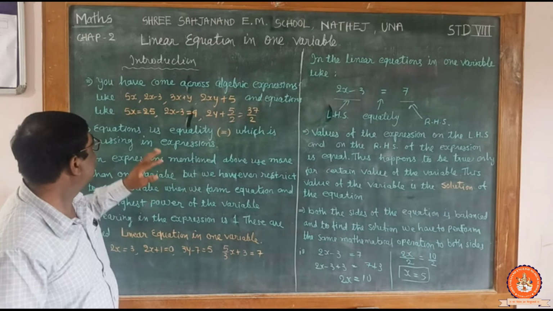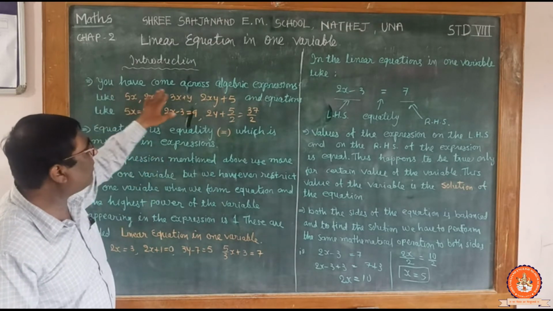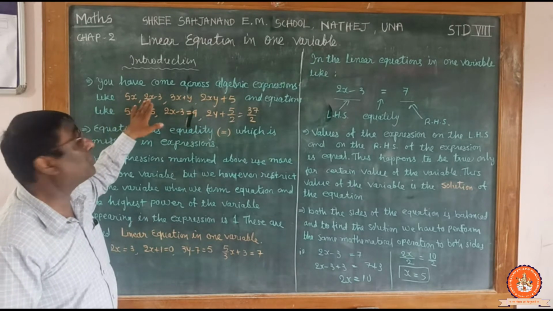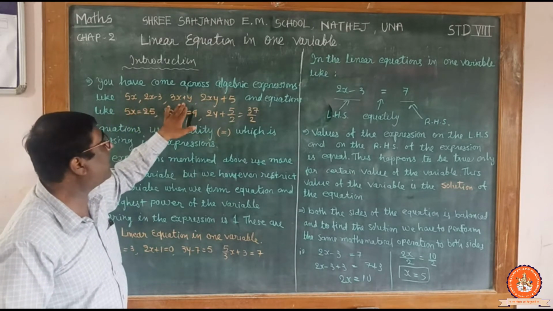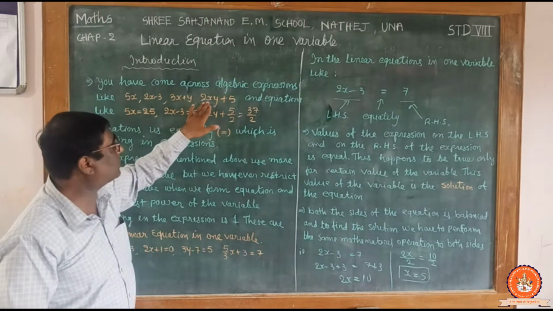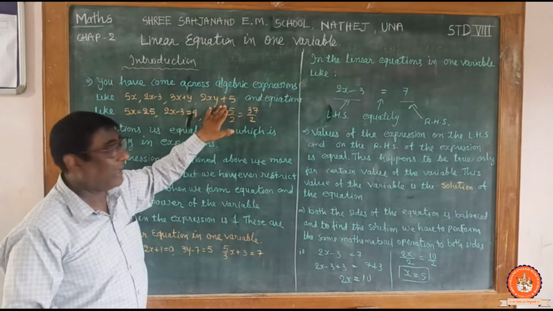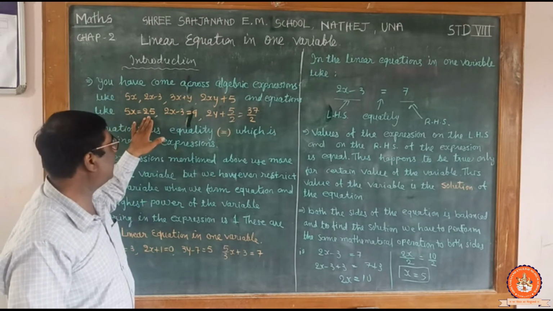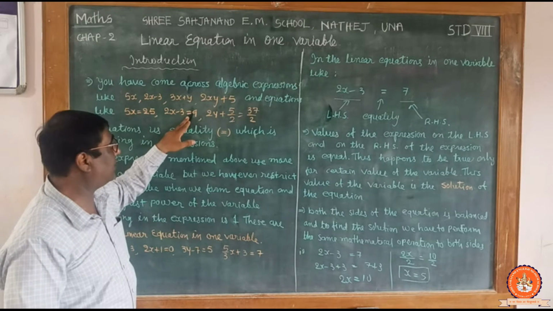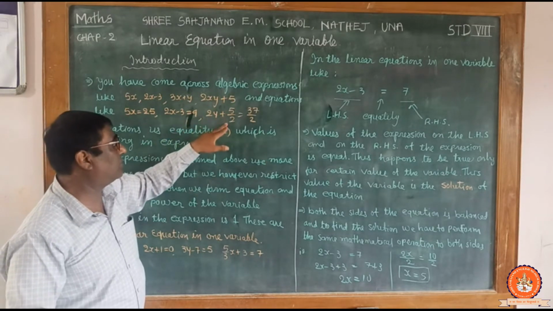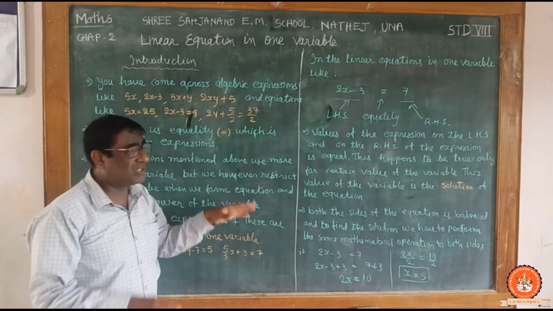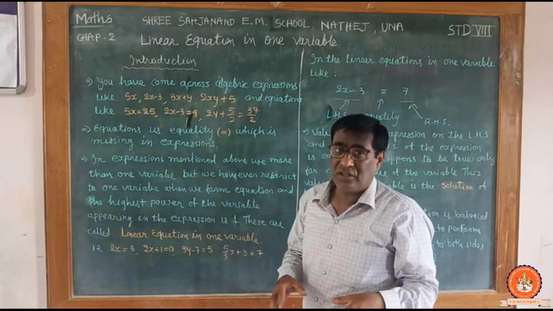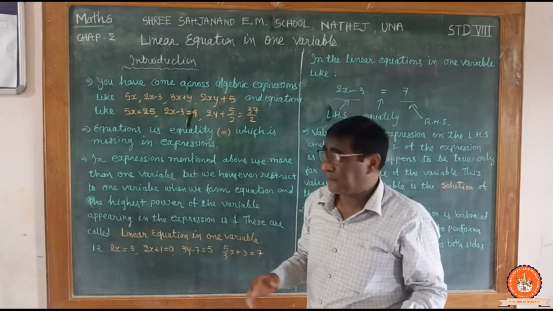My friends, you have come across algebraic expressions like 5x, 2x minus 3, 3x plus 1, 2xy plus 5, and equations like 5x is equal to 25, 2x minus 3 is equal to 9, 2y plus 5 upon 2 is equal to 37 by 2. So this type of expressions and equations you have come across in earlier standards.